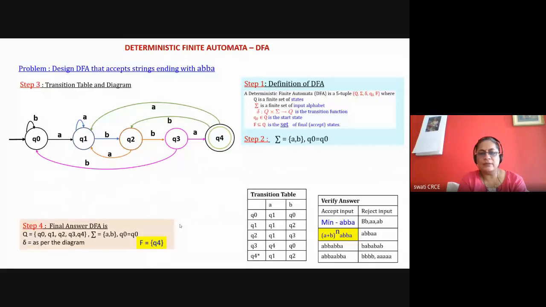Okay, draw the transition table from the diagram. Show the initial state and final state.